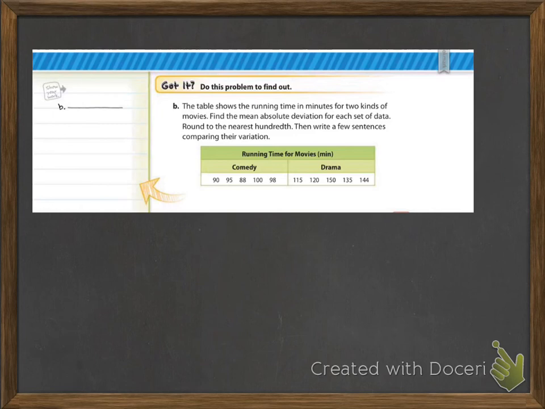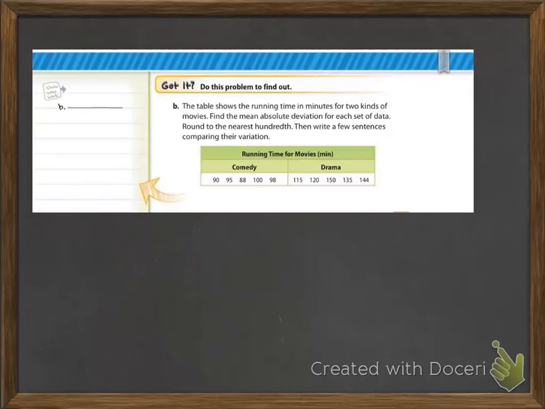Once again, you can use a calculator for this. However, when you do, I want you to list what the mean was, what all the individual numbers are that you're adding together for their absolute values, and then what the mean absolute deviation is. I still need to see something on your paper other than just one final answer and one final sentence.